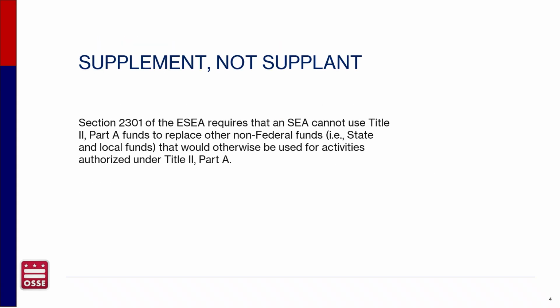It is important to understand that these funds are supplement, not surplus. Section 2301 of the ESEA requires that an SEA cannot use Title II Part A funds to replace other non-federal funds such as state and local funds that would otherwise be used for activities authorized under Title II Part A.